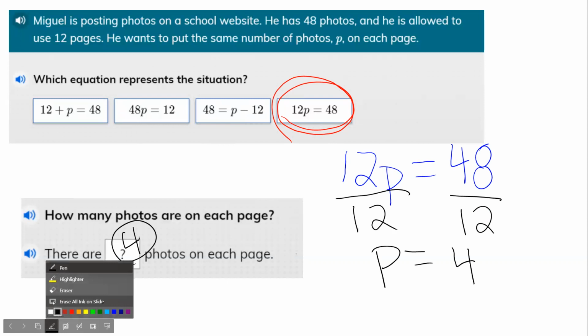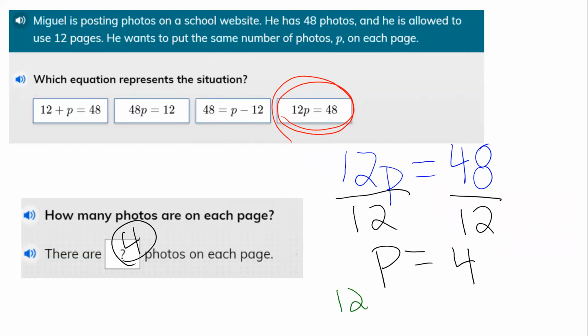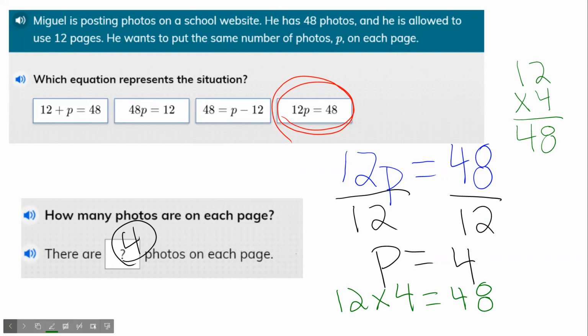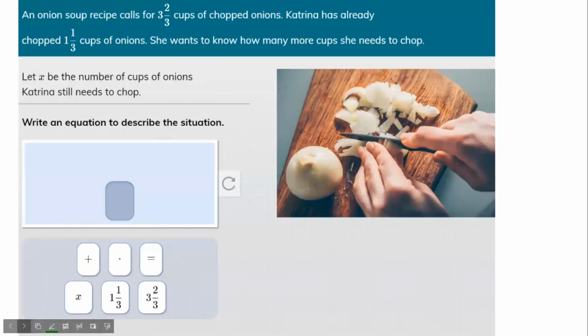We know we're right because we could plug back in for P. 12 times 4 should equal 48. And you could come off to the side. Who needs a calculator, right? We don't need no calculator. Look at that. 12 times 4 is indeed 48. Okay, fair enough? All right, let's move on to the next problem.